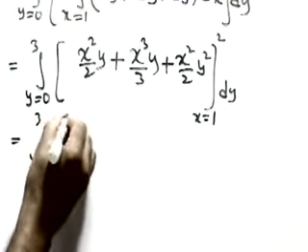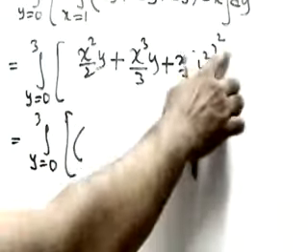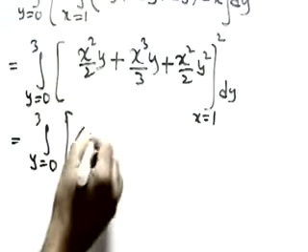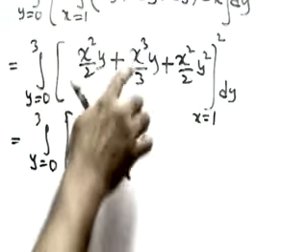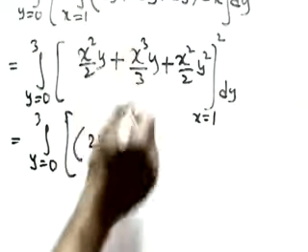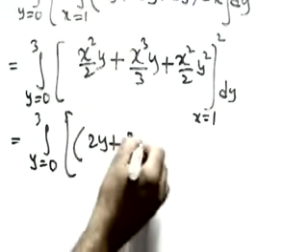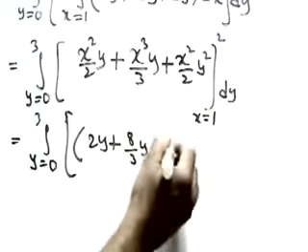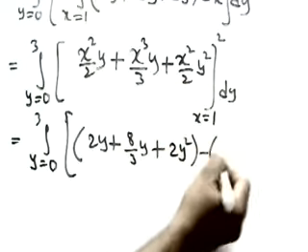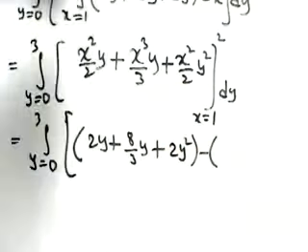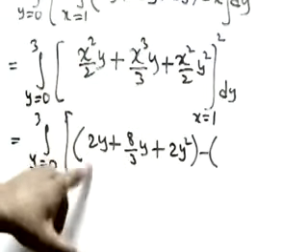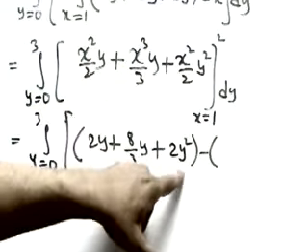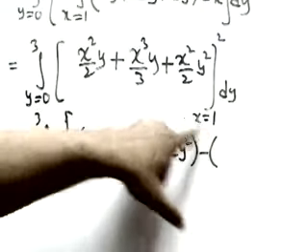Now you write just as it is, y equals 0 to 3. Upper limit means in place of x, 2. If you keep here 2, 2 square is 4, 4 by 2 will be 2y. 2 cube will be 8, so this will be 8 by 3y. Plus if you keep 2 here, 2 square is 4, 4 by 2 is 2y square. This is the upper limit.